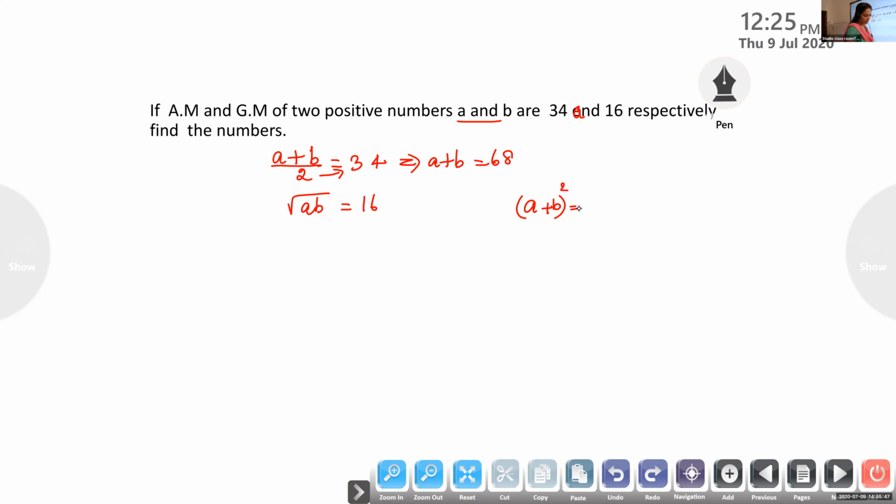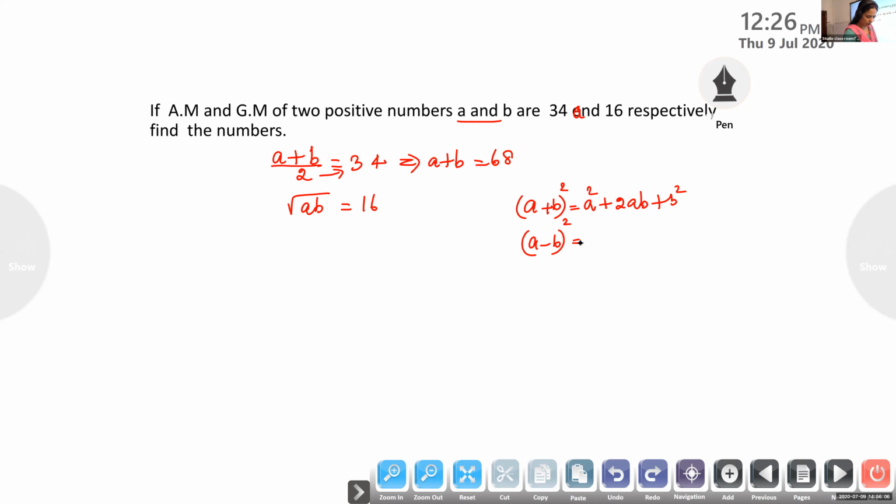What is (a plus b) the whole square? Can you give the identity? a square plus 2ab plus b square. So what is (a minus b) the whole square?